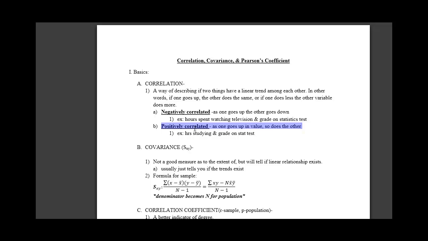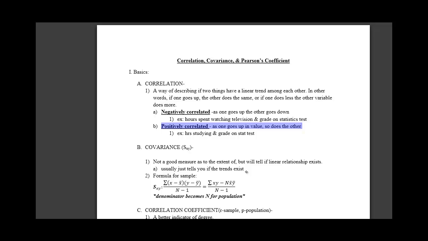So the more you exercise, the longer you can run. Things like that. So covariance itself can tell you that there's a trend there, but it doesn't tell you how far that trend is exhibited or to what extent they both go up together or how much television watching drops your grade. Okay, it'll just tell you that there is a relationship.